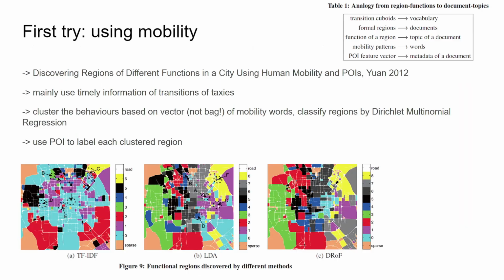The first paper we're going to present is from 2012. They used the taxi traffic in Beijing and a document frequency method. They regard the mobility temporal pattern as the vocabulary, and the time slice of that vocabulary is the word. They try to classify the document as the functional region. They use a latent Dirichlet allocation method, which outperforms other frequency-based methods such as TF-IDF and others.